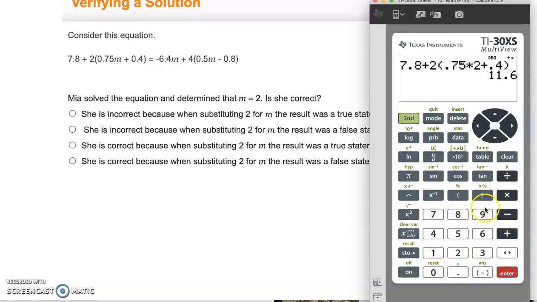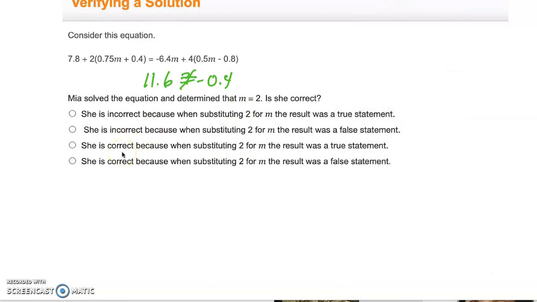Now let's check the right side of the equation. Negative 6.4 times 2 plus 4 times 0.5 times 2 minus 0.8. And we get negative 0.4. So is that solution correct? No. And why is it not correct? Because that's a false statement. 11.6, if we put it in, it says 11.6 and negative 0.4. Are those equal to each other? They are not. So that is a false statement. So in this case, we would say she is incorrect because it's a false statement.